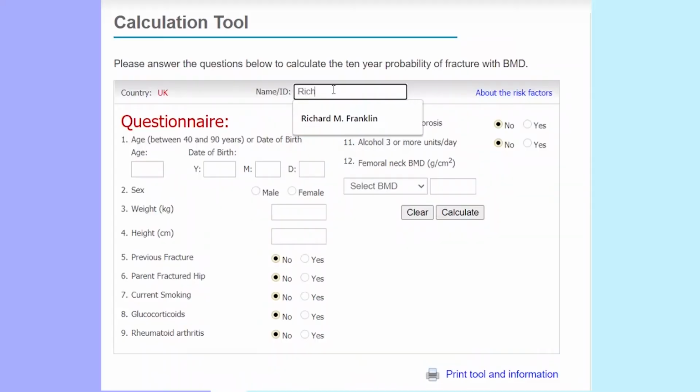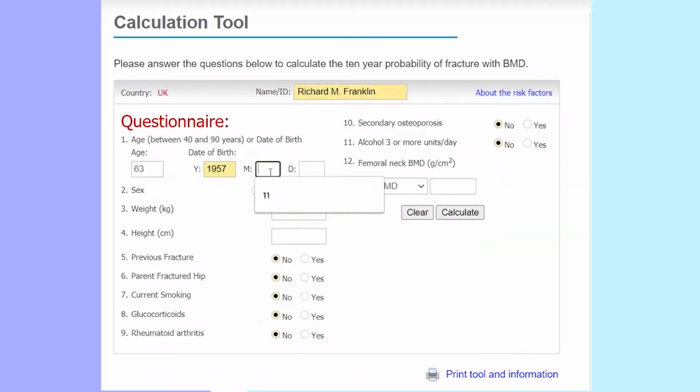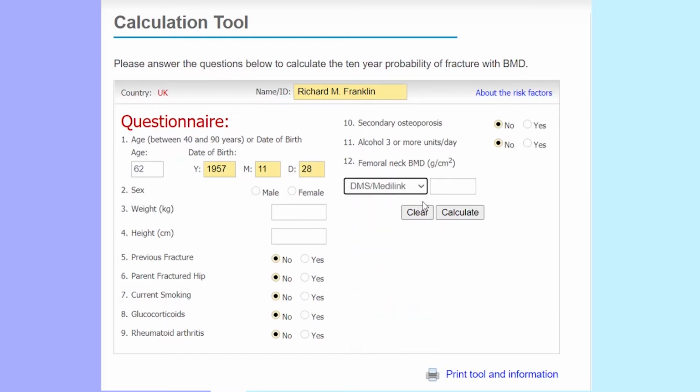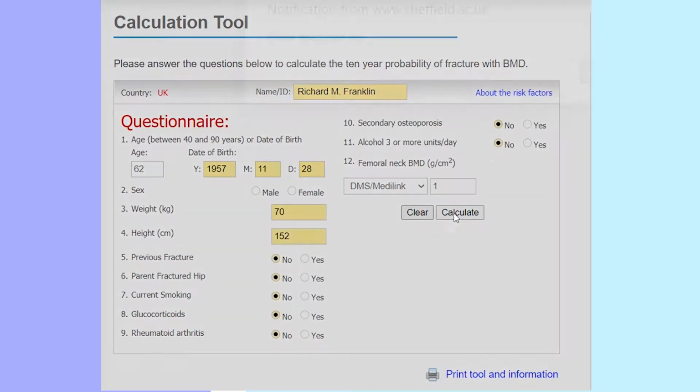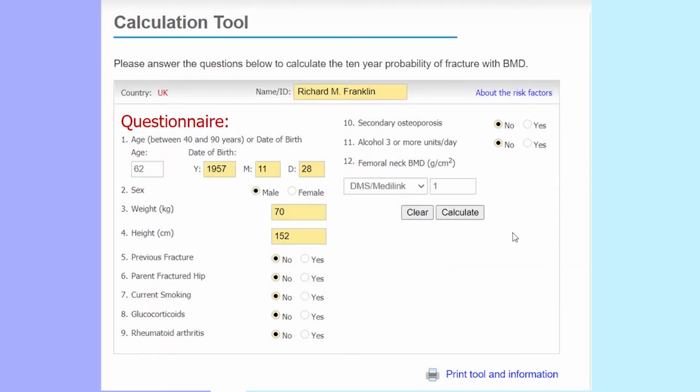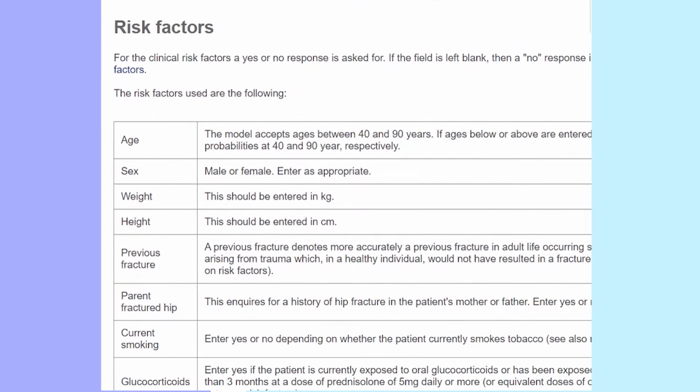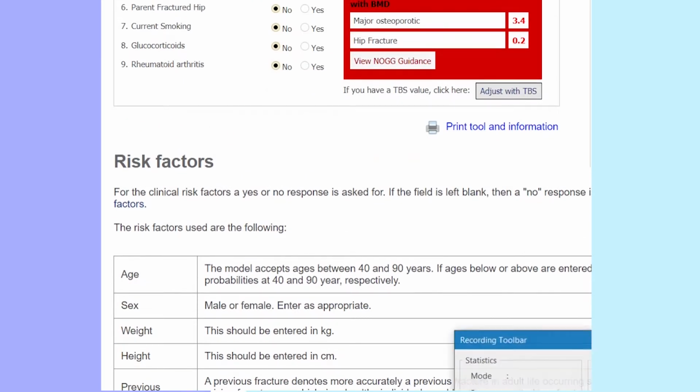We have right here the FRAX tool, or the Fracture Risk Assessment tool. This algorithm gives the 10-year probability of fracture. Administration time is about 10 minutes. It's very user friendly. It can be administered by the general physician, the nurse, or the patient himself. This was created by the World Health Organization in collaboration with the Center for Metabolic Bone Diseases in the UK.